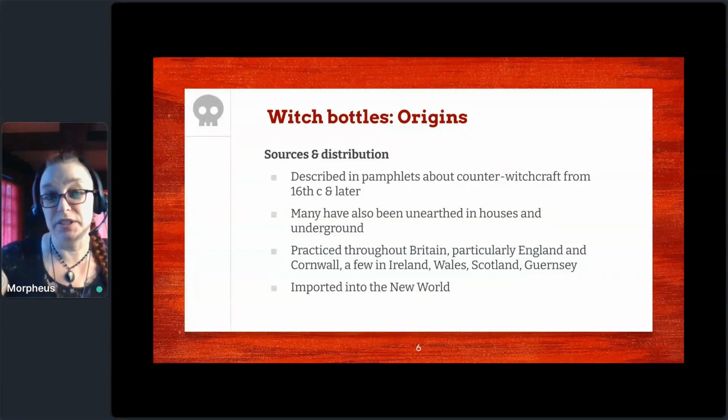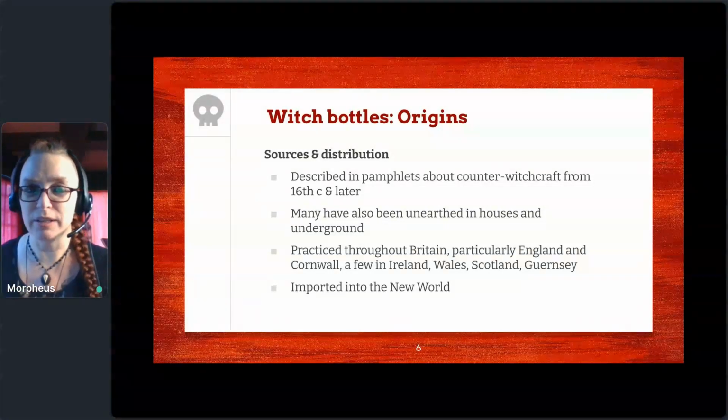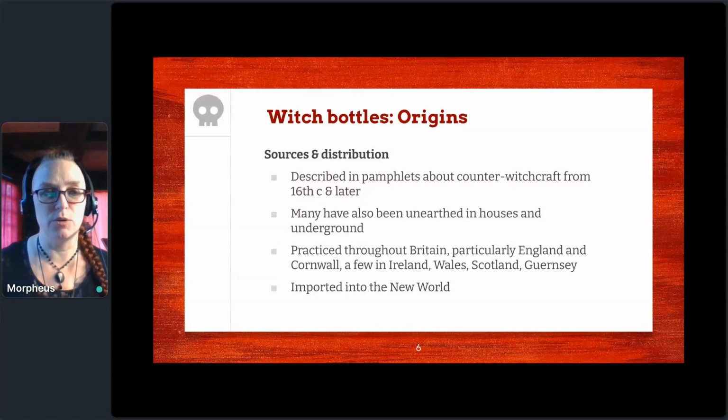And then they were imported into the New World, so we do find them in North America as well.